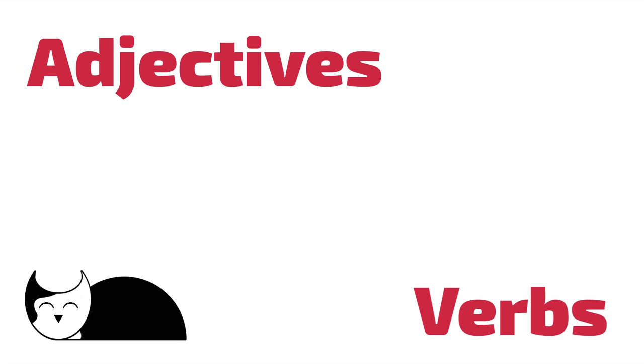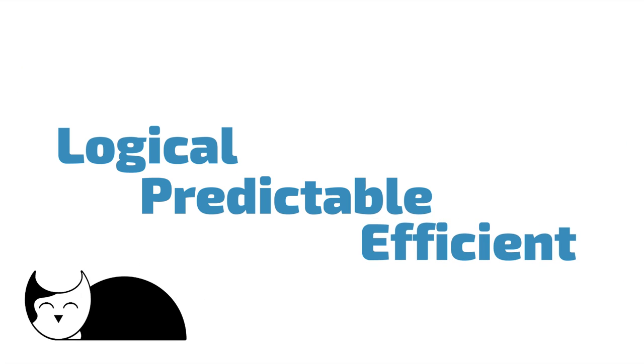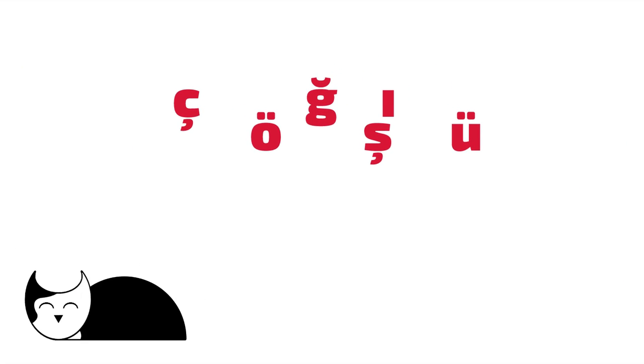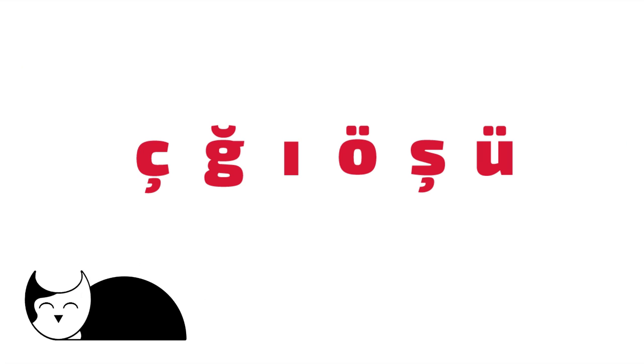This same efficient principle applies to adjectives and verbs. It means the language is logical, predictable, and efficient. Although words appear to be long and complicated, they can in fact be broken down into their individual parts quite easily. The Turkish language uses the Latin alphabet, but with a few modifications and a few new letters. But once you know how to pronounce those letters, you'll be able to read and speak Turkish words easily.